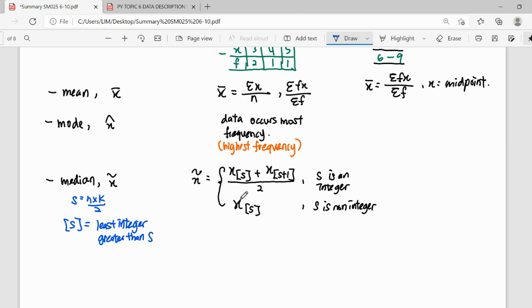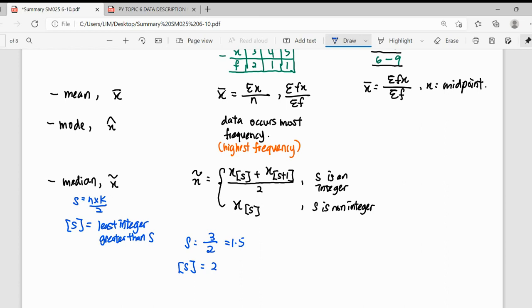So let's say you have 3 data. When you have 3 data and you want to take the median, you are going to find the location in the middle, in the center. So you divide by 2. You get 1.5. So that means your S is 1.5. So what is your integer? The least integer that is greater than S, the smallest whole number that is bigger than 1.5. So your least integer is 2.